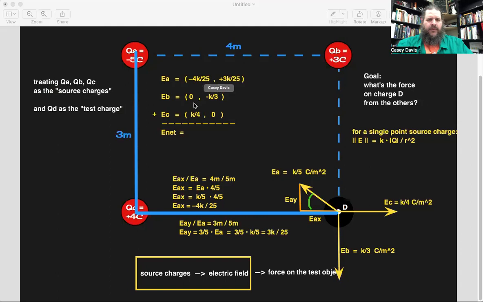Yeah, they're both factors of 100. So negative 4K over 25 would become negative 16K over 100 plus another 25K over 100. So negative 16 plus 25 would be 9. So we end up with 9K over 100.